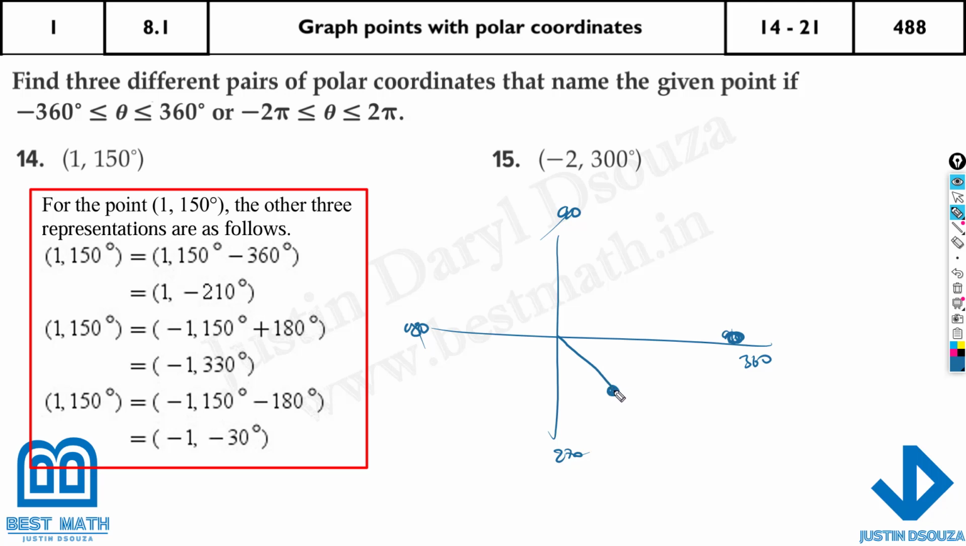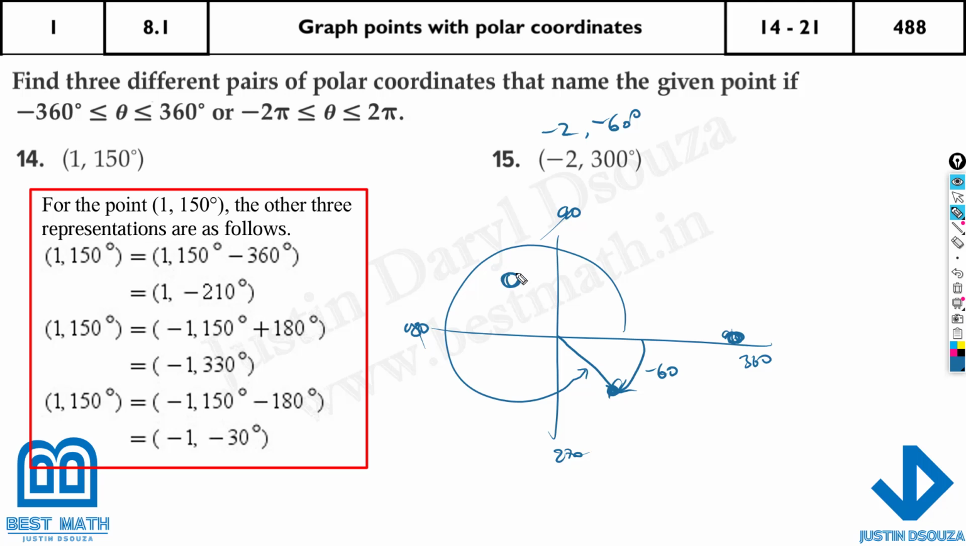But now we are not going to go over here, we are going to the other side. Why? Because it's minus 2. So we go to the other side and this will be your point, not this one. So that's one way to come over here, 300. And one more way is minus 60 degrees, isn't it? So minus 2, comma, minus 60 degrees.